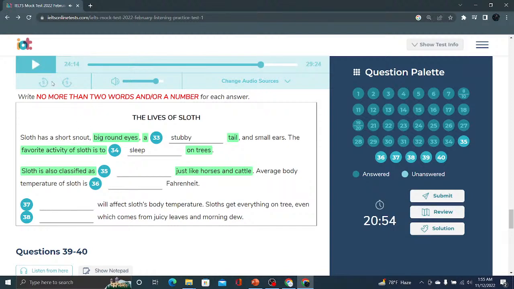I hope you got the answer. He was saying that sloths are also classified as herbivores. Let's listen to it one more time.